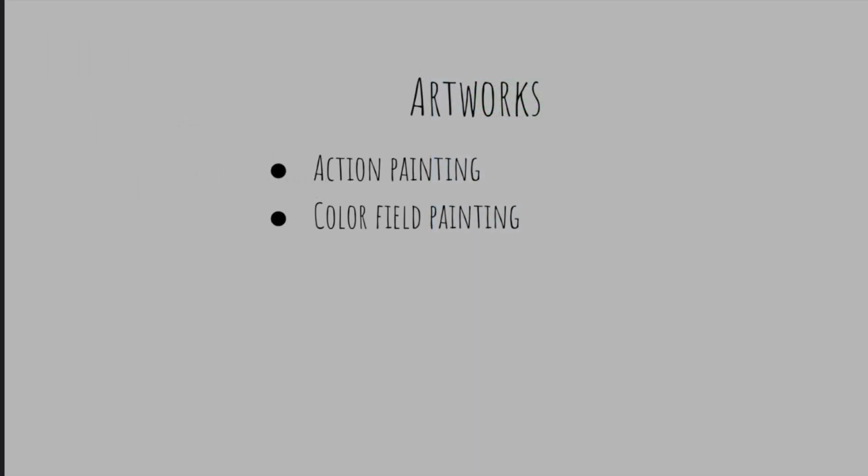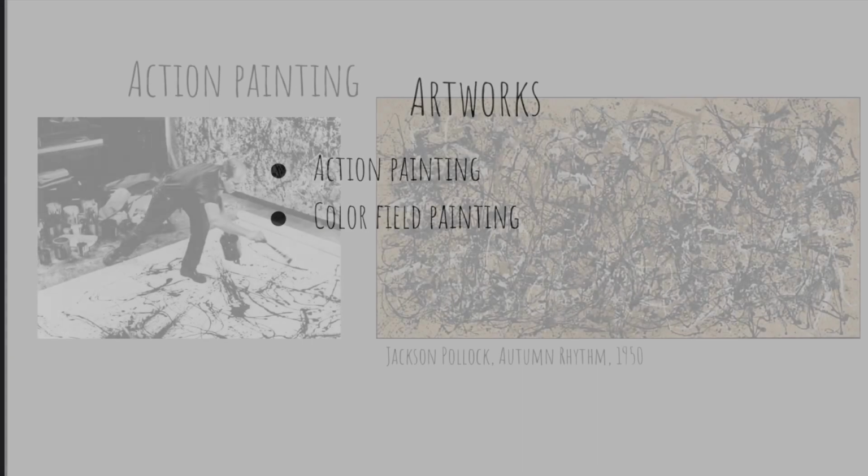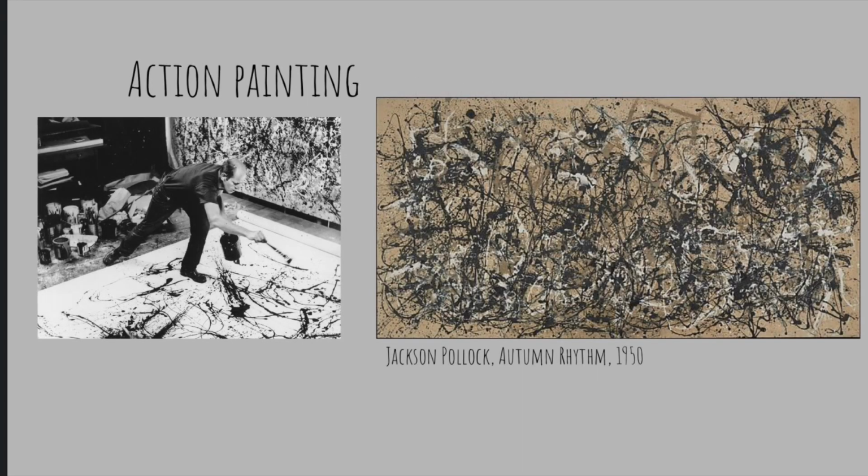Abstract Expressionism includes many distinguished and individual styles. However, two major forms are color-filled painting and action painting. Notable artists included Jackson Pollock and Mark Rothko. Jackson Pollock was most notable for his action paintings.